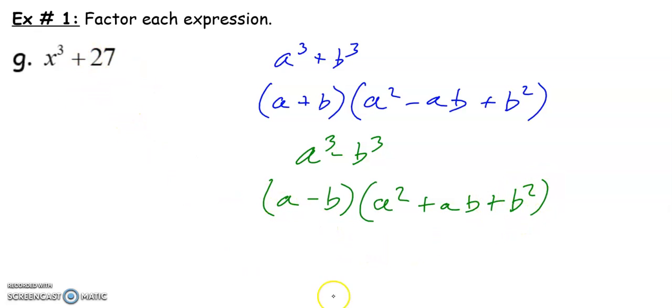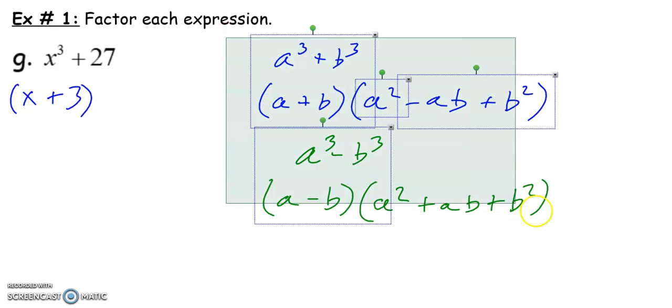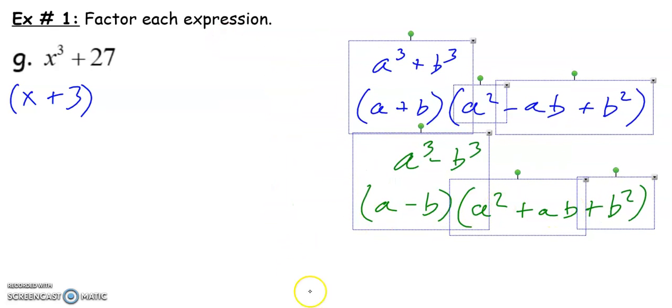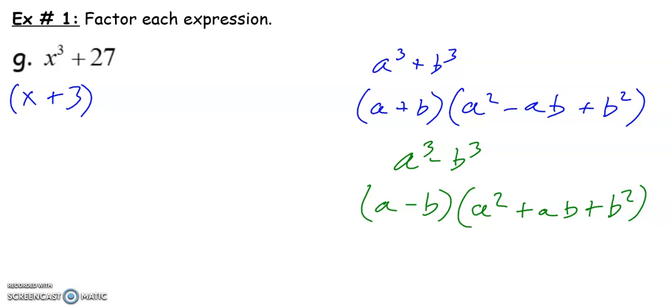Well, I'm going to do the same thing with this one. I'm going to cube root both x and 27, because the cube root, what times itself 3 times gives me 27, 3. Now I'm going to do first times first, x times x, that's x squared. X times 3, change the sign, and positive 3 times positive 3 is positive 9. That's now been factored or unmultiplied.